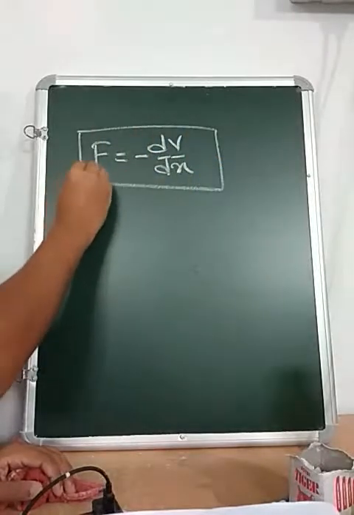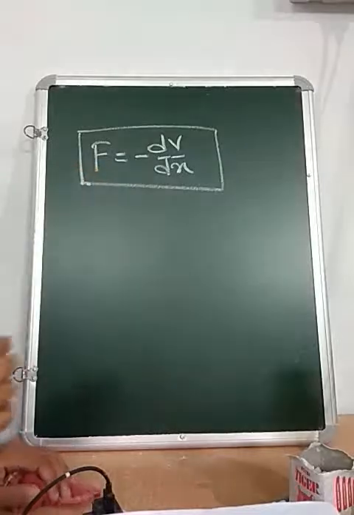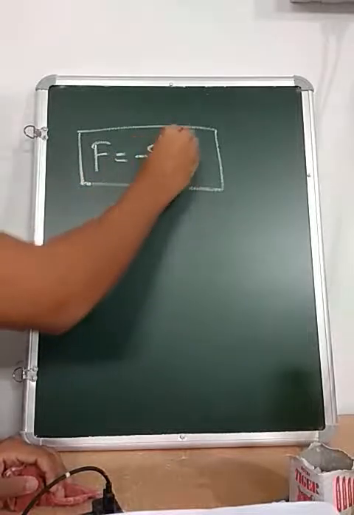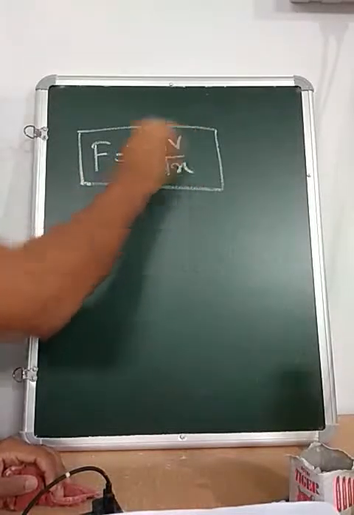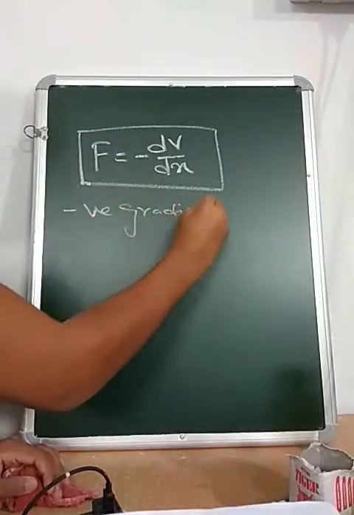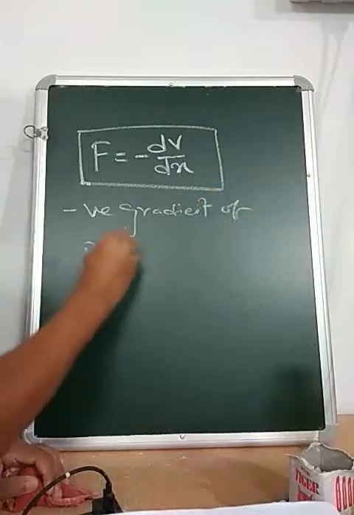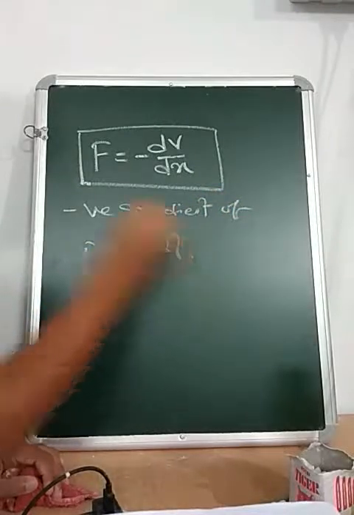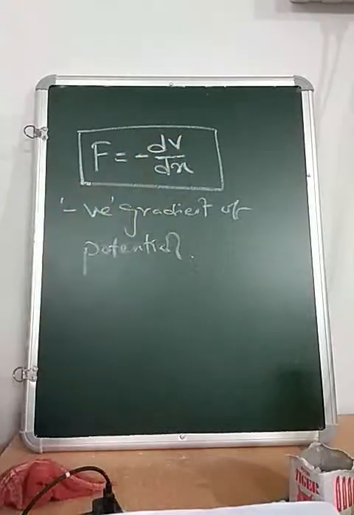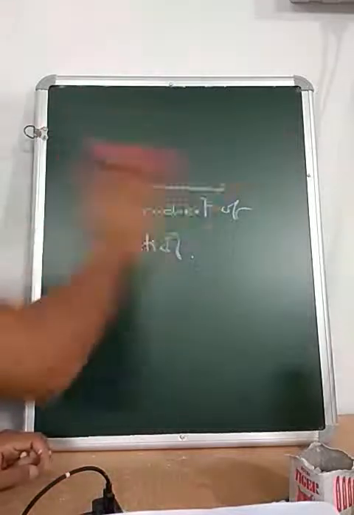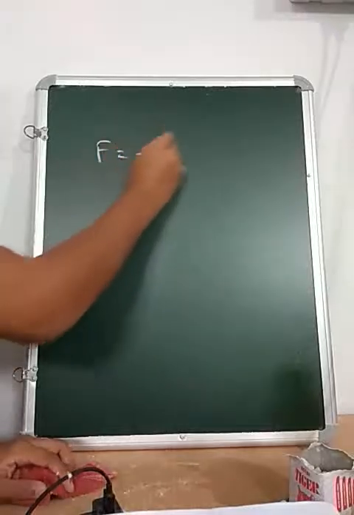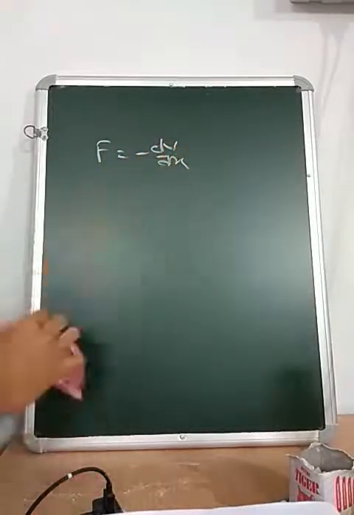It means a force is called conservative if it can be written as the negative gradient of potential energy. If the force can be written in the form of the negative gradient of potential, then it is called a conservative force. This is the condition for a force to be conservative.